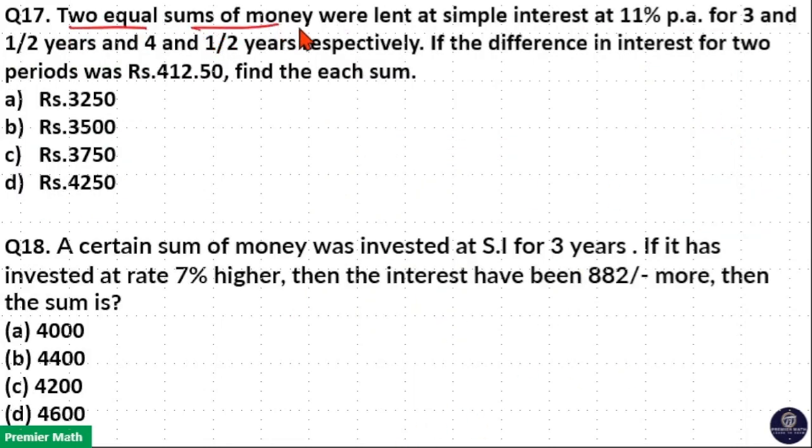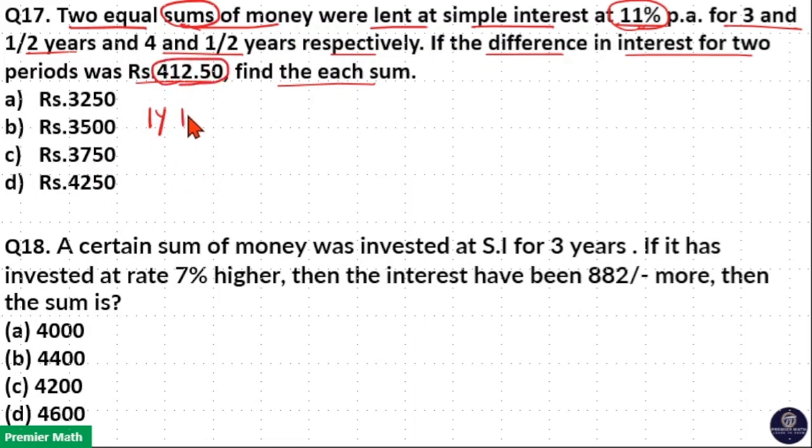Two equal sums of money were lent at simple interest at 11% per annum for 3.5 years and 4.5 years respectively. If the difference in interest for the two periods was rupees 412.5, find each sum. Here, the sum is equal and the rate is equal. Only the time period is varying, that is 3.5 years and 4.5 years. So the difference between the number of years is 4.5 minus 3.5, that is 1 year. And the difference in interest is equal to 412.5.